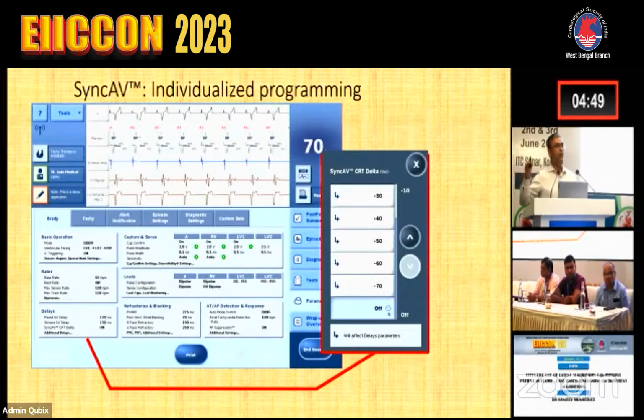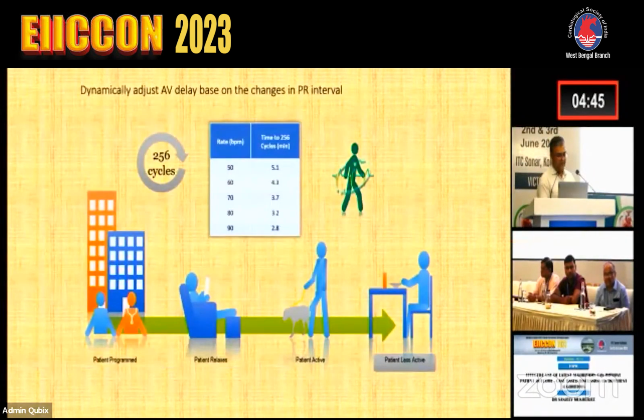Now, why this? What is the use of this 256 beats? See, this makes the device very, very dynamic. An individual who is taking rest at 50, every 5 minutes the AV delay will change. Whereas if the individual is walking, doing activities, heart rate of 90, every 3-4 minutes the AV delays will keep changing. So you have programmed the delta. There is an intrinsic AV conduction. It will subtract, and that will be the AV delay that will continue. So this is what this algorithm, SyncAV, is going to do in a very simple way.